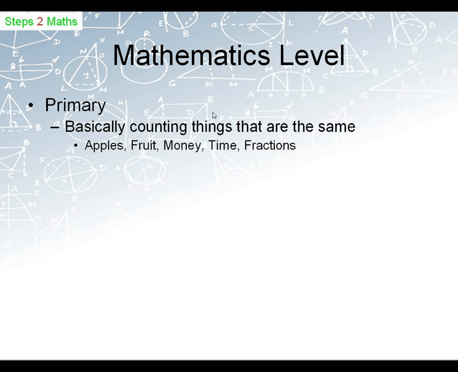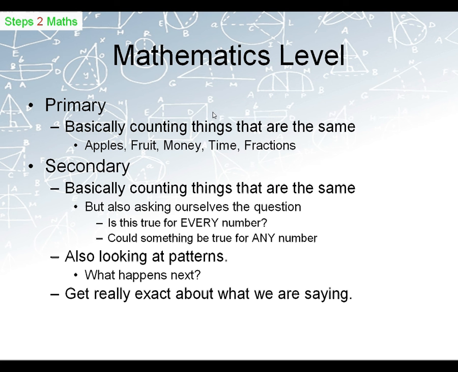If I have 3 apples and 4 oranges, I cannot add them together. However, I might be able to say if I have 3 pieces of fruit and 4 pieces of a different fruit, I have a total of 7 pieces of fruit. Similarly with money, time, and fractions, we have to add euro to euro rather than euro to cents. We have to add hours to hours and not hours to minutes. We need to be careful about what we're counting. But basically at the primary level, we're counting things that are the same and we're given those specific numbers.